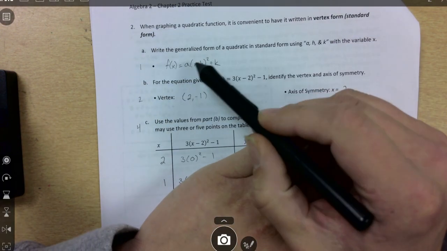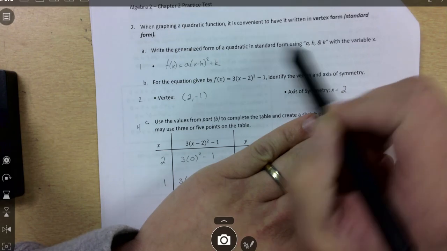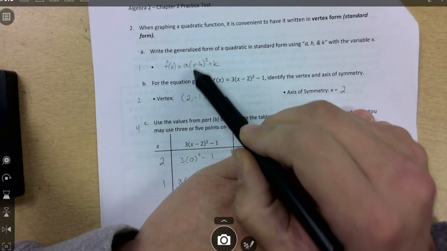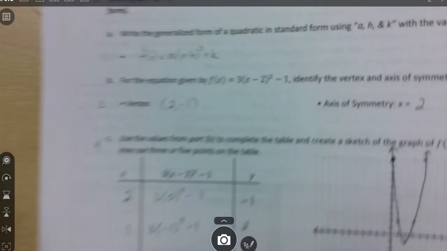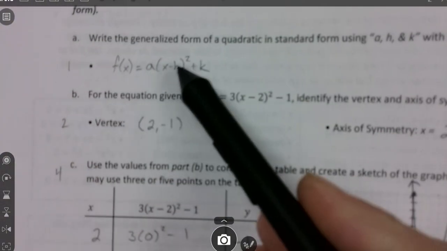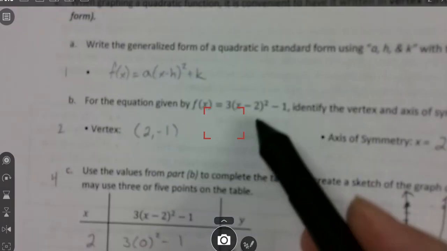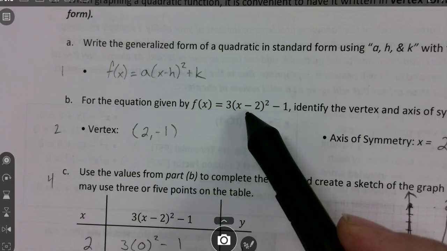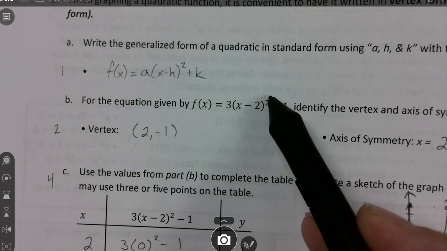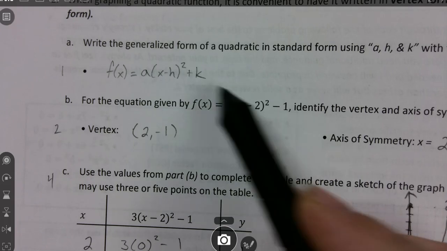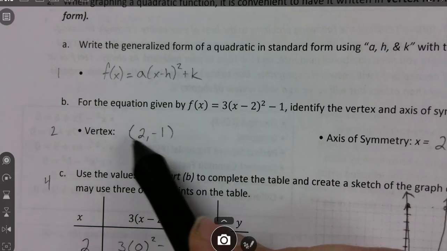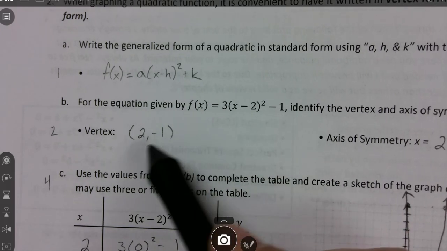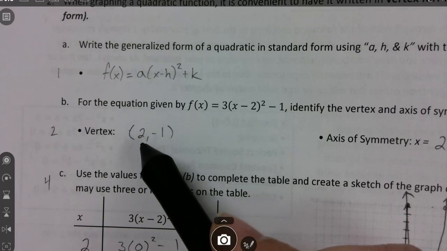When we write the vertex form with an a, an h, and a k, it's just this: a times (x minus h) squared plus k. This is all that I was after. Now, I gave you an equation already in vertex form. That's pretty handy. We have h is 2 because it's minus 2. There's our 2 and our k. That means our vertex is automatically identified at (2, -1).